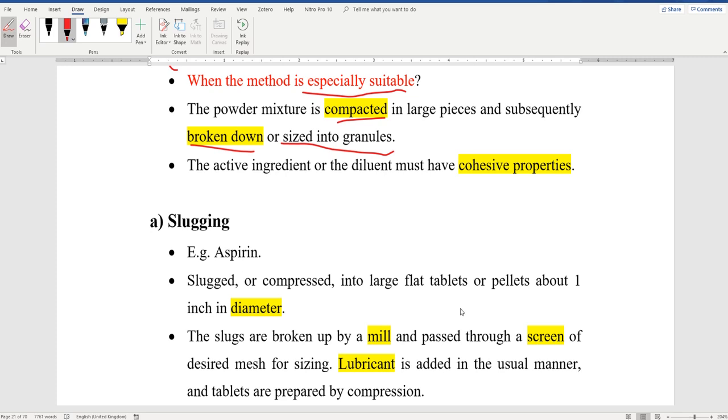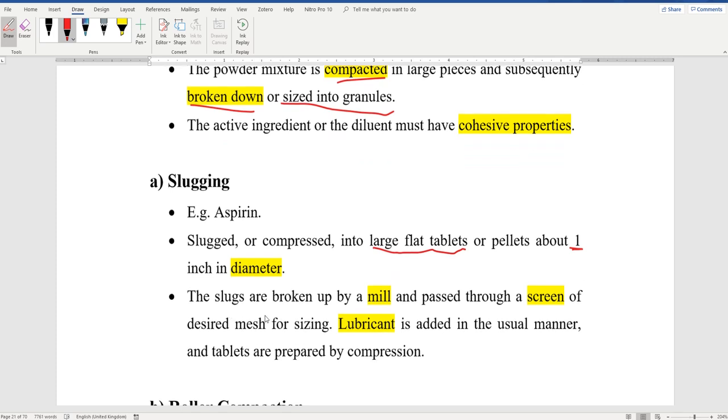In slugging, as I said previously, you produce large flat tablets. These can have a diameter of 1 inch. 1 inch is how many centimeters? About 2.5 centimeters. And it will be thick, it can be 1.5 centimeters. So they are not to be swallowed. After that, you take the slugs, you break them with a mill, and then you screen them to control the size of the granules.